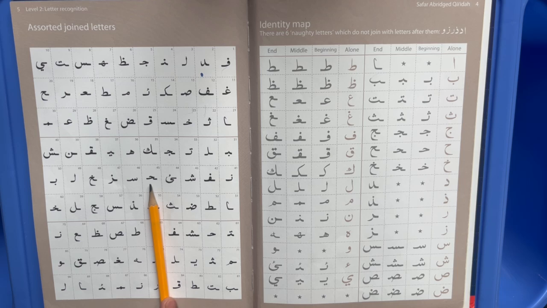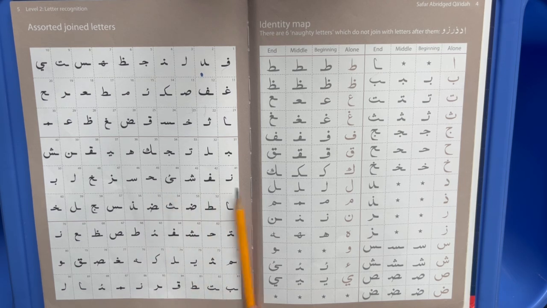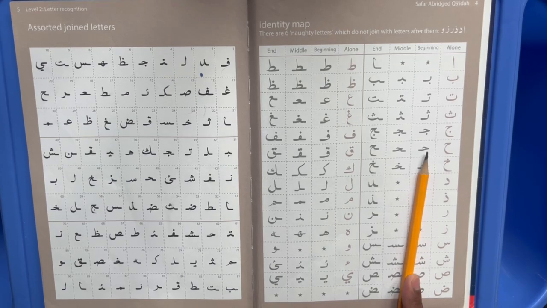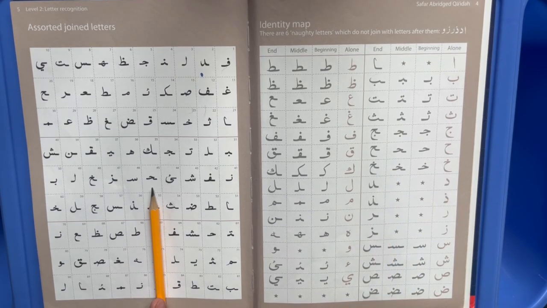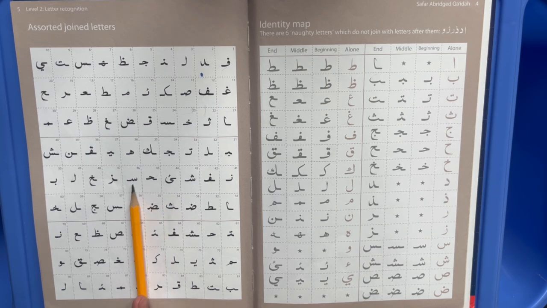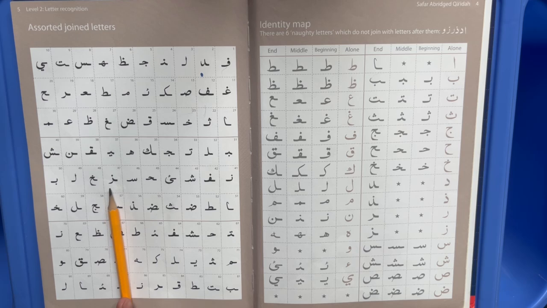Now which one would this be? If we go to ha and we see over here, is it ha at the beginning or ha in the middle? Here we have, it is ha in the middle because of the line which comes before. Moving on, sin at the beginning, za at the end, kha at the end.